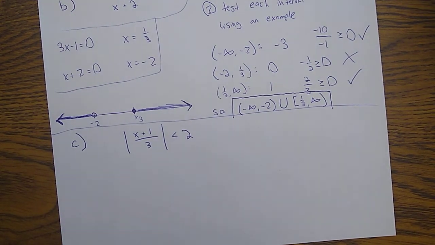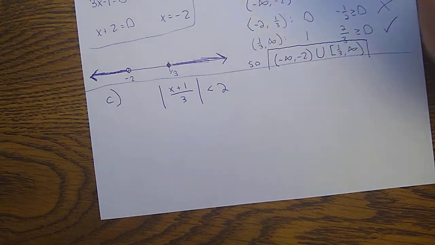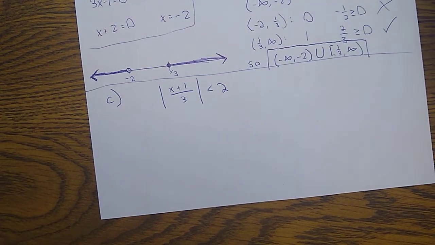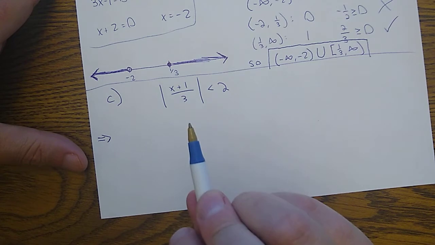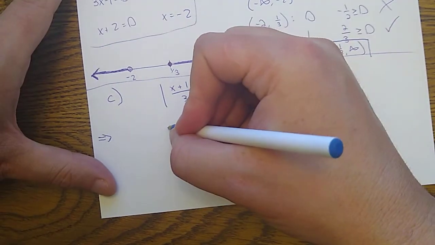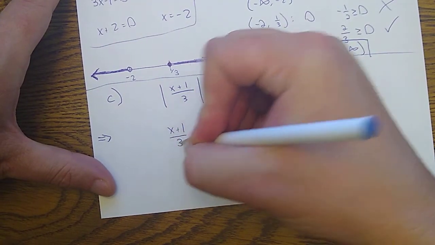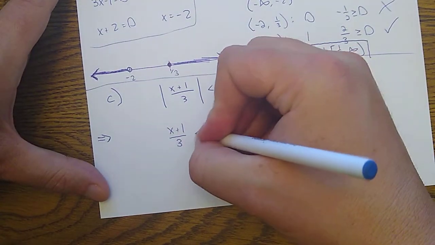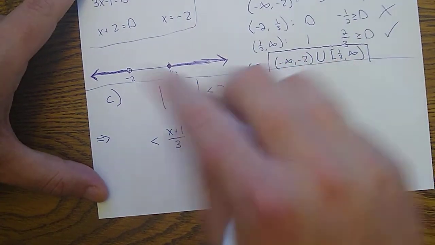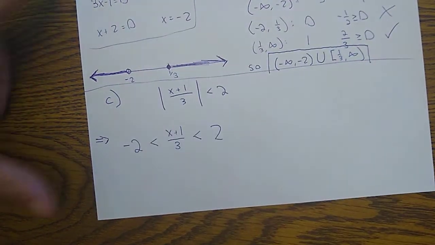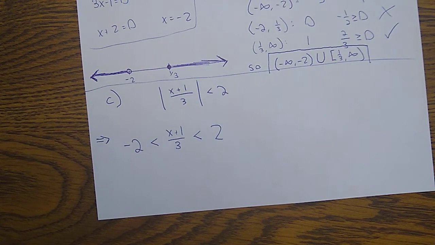All right. Let's do part C. This is solving an inequality that involves an absolute value. So here's the first thing you should do. I'm going to get rid of the absolute value. It's going to be between 2 and negative 2. You can always do that.